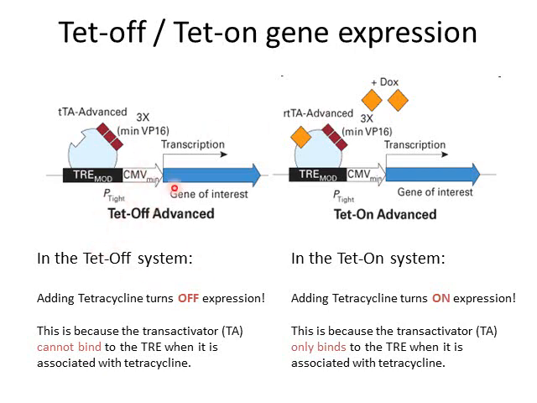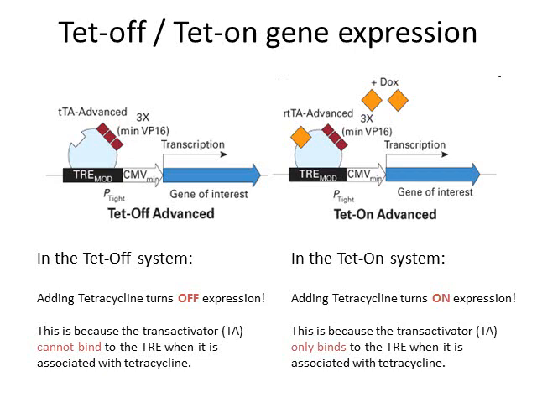In the TET off system, it's exactly the same, but here the transactivator and the VP16s are always bound to the TET response element. So gene expression's always turned on, and it's only when you add doxycycline to the growth media that it will bind to the transactivator protein, causing it then to dissociate from the promoter and turn off gene expression. So in the off system, adding tetracycline turns off expression. Yeah. So hopefully that's reasonably clear.